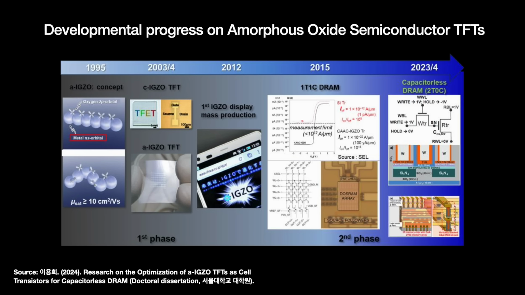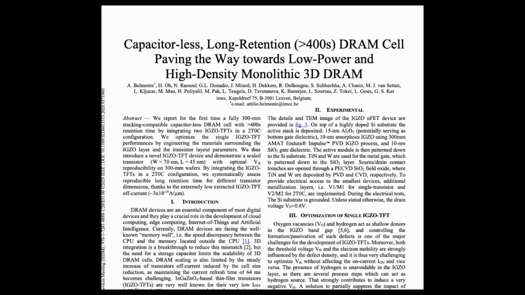The material is known for its amorphous structure, transparency, and ultra-low leakage when turned off. This latter part is critical for making this all work. Anyway, in 2020, a team led by IMEC researcher Attilio Belmonte published a paper proposing the IGZO 2T0C DRAM cell, which replaced the one capacitor and one transistor with two thin-film IGZO transistors.